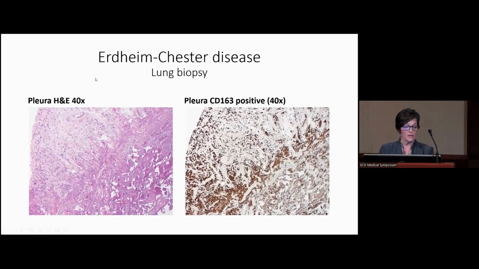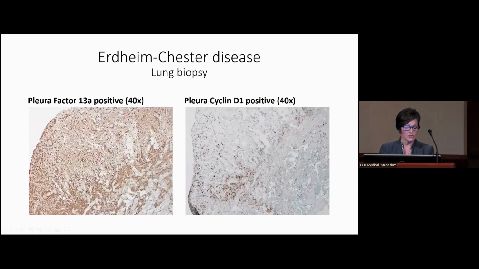Looking at higher power along the pleura, you can see that it's very thickened, probably more from edema rather than fibrosis here. We have this infiltrate of histiocytes that are CD163 positive, concentrated more at the subpleural surface. Looking at higher power on the factor 13A and the cyclin D1, we can see that these cells are positive for factor 13A. Here we can see better the cyclin D1 overexpression in these histiocytes at the base of the pleura. And in the pulmonary macrophages, we don't see cyclin D1 overexpression.